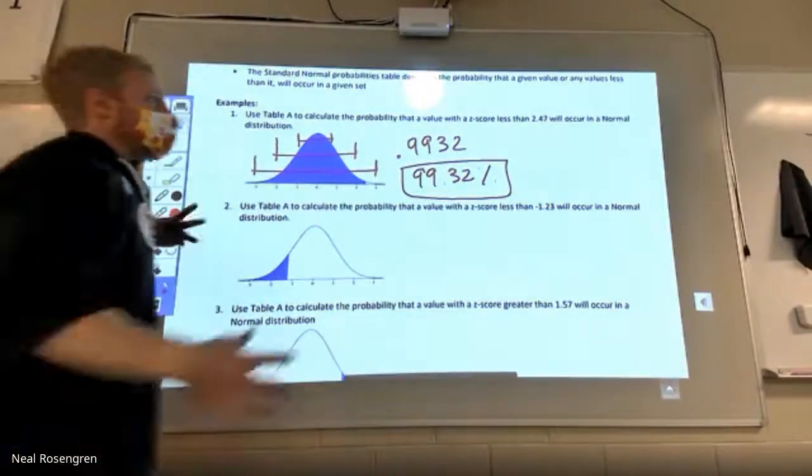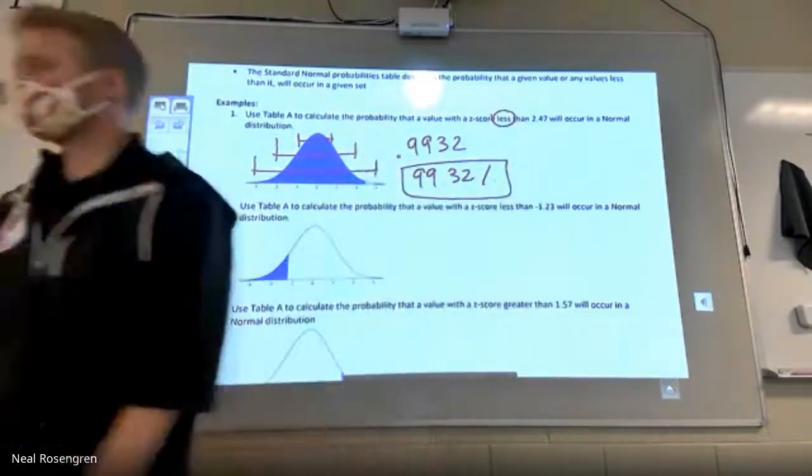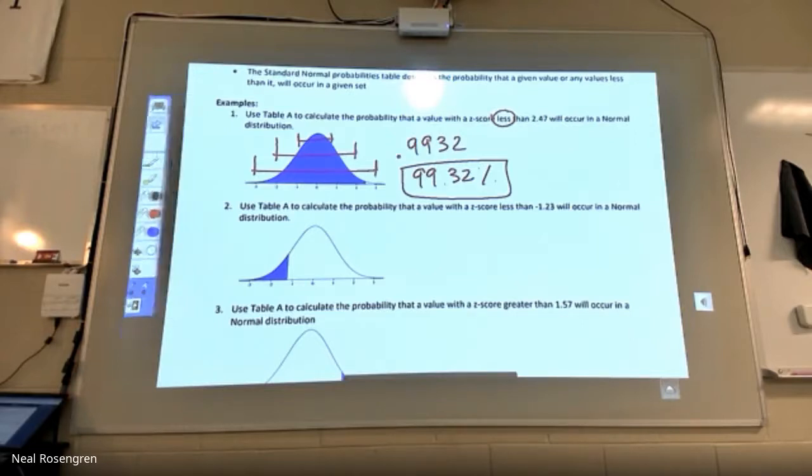And honestly, the biggest part of this is this word right there. Less than. That's what makes this table easy to read. Because that's what this table is designed to do, is to give you the probability of that number and everything less than that. And so you're going to see that once we get a little bit further into this, they're going to mess with our thinking, and they're going to say greater than or in between. We have to think through that process. Cool? Okay, let's do another one.